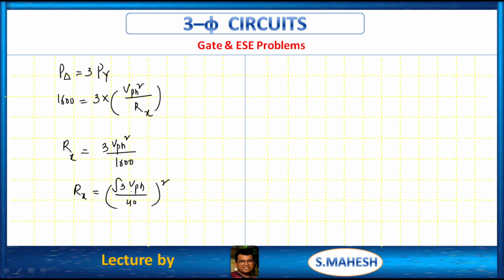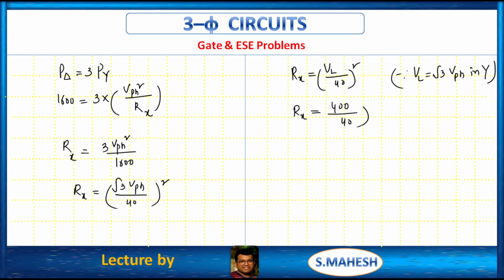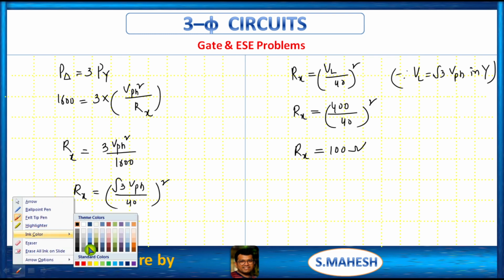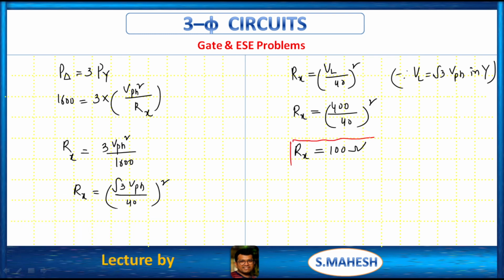Obviously, we all know that Rx is equal to root 3 V phase by 40 whole square. Root 3 V phase is what? That is nothing but VL, since VL is equal to root 3 V phase in star connection, right? That's why we have that value. Rx is equal to VL, which is given as 400, by 40 whole square. Therefore Rx is what? We got 100 ohms. So the value of resistance in the star connected supply system is 100 ohms. That's it.